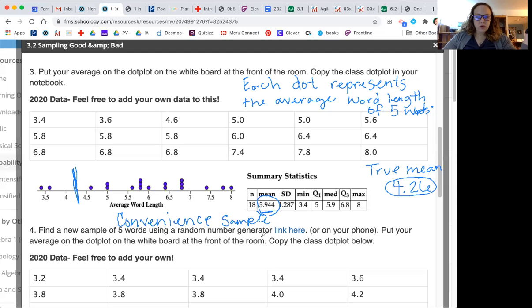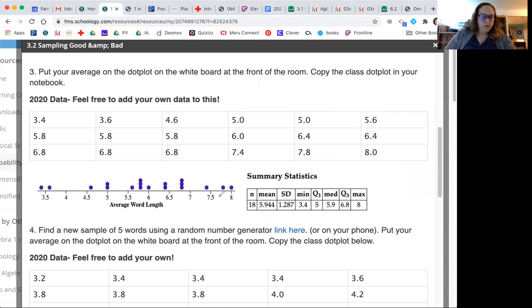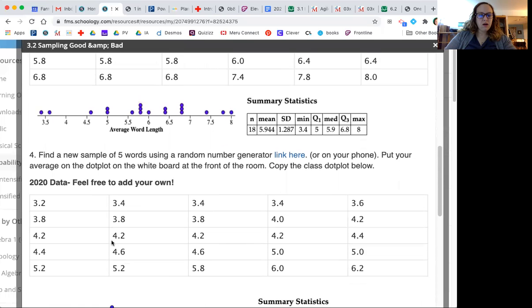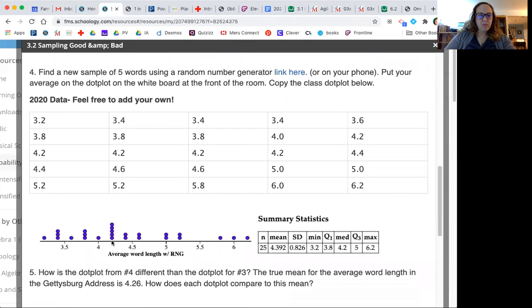So, what can we do about this? This isn't great data, right? If the true mean is 4.26, we definitely overestimated most of the time. Convenience sampling tends to lead towards bias because it either overestimates or underestimates your data. So what can we do about it? Well, there's good news. There's something called a simple random sample.